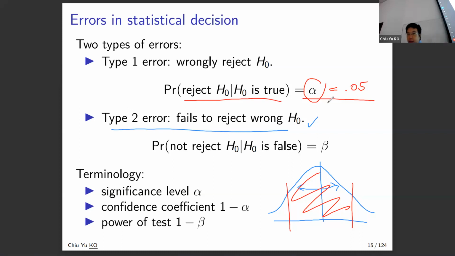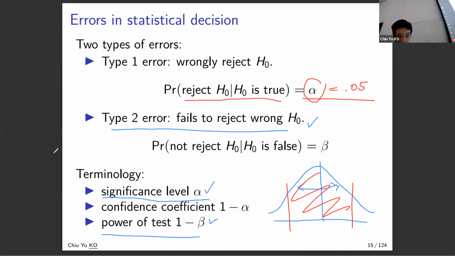Okay, there's a trade-off. And one important thing I want to mention is terminology. Alpha is called the significance level, and 1 minus beta is called the power. And 1 minus alpha is called the confidence coefficient. But the main things are the significance level and the power. I hope you can remember these two terms because they are important. Basically, when you make a decision, you always trade off these two.